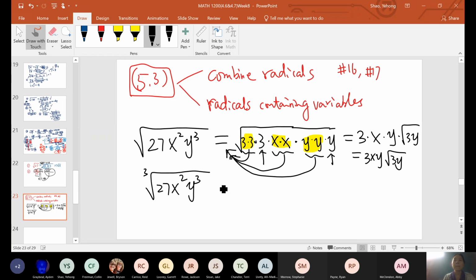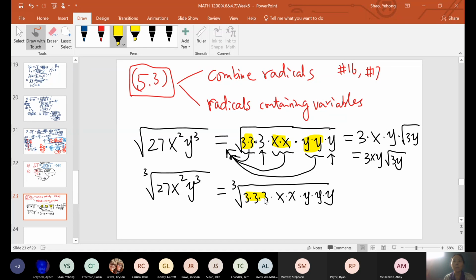Okay, but if you have cube root, you're going to have to look for 3 copies. So let's try to do this again. The factoring part is exactly the same. I factor 27 as 3 times 3 times 3, x squared as x times x, y third as y times y times y. This time you're looking for 3 copies. So we have 3 copies of 3 and 3 copies of y. Okay, these can come out, but 2 copies are not enough. So we're going to take these out to get a single copy, and these 3 copies of y out to get a single copy, and cube root of x times x will be x squared.